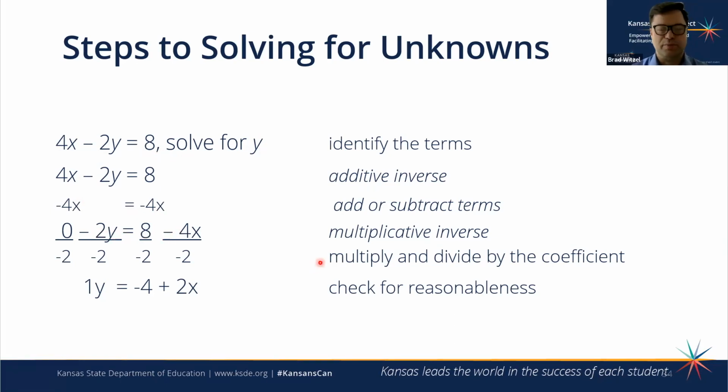Then we're going to do the multiplicative inverse. We're going to divide both sides, all terms, by -2. Now we're left with 1y is equal to -4 plus 2x. So we check for reasonableness of this. Does it make sense that 2 times -4 plus 2x would help finish this out?